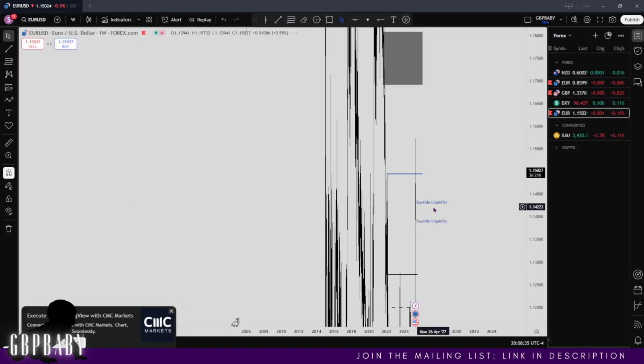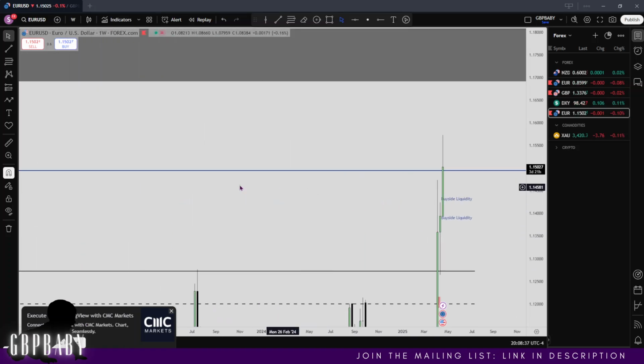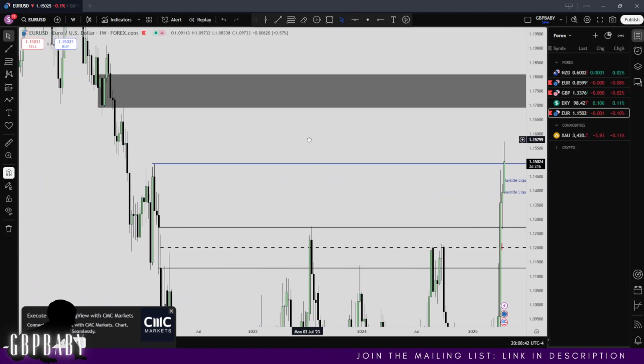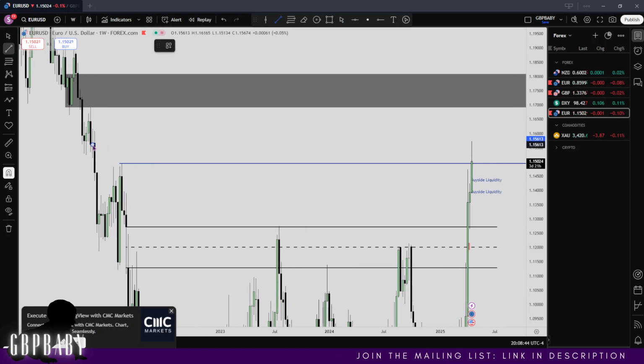Let's take a closer look. From the weekly right here, we just ran those stops beautifully. And it does look like we've just tapped into a bearish order block as well right here.